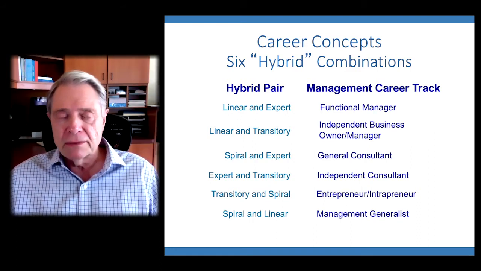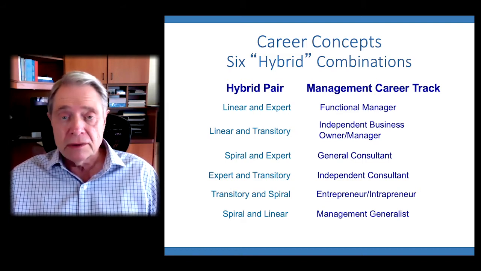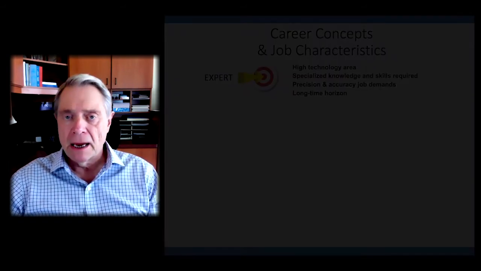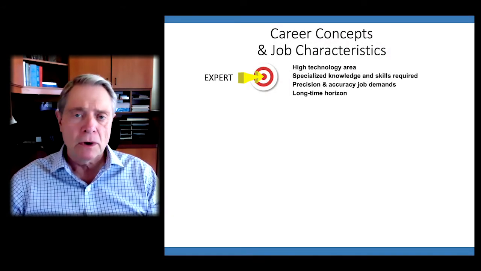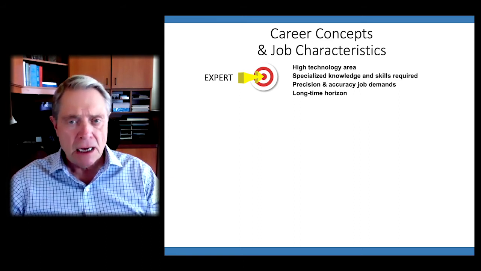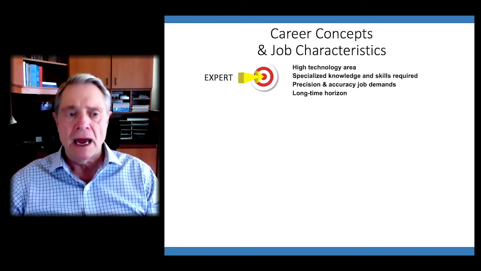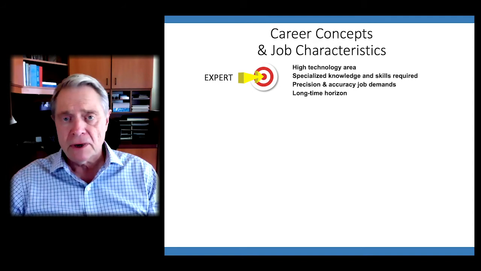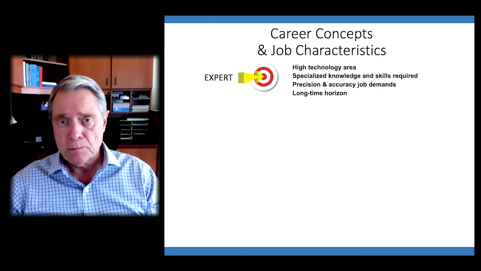So you can see, we've just talked about a number of very different career tracks dependent on what the themes are in a person's CareerView career concept profile. You can also map career concepts to job characteristics. For example, expert. The expert concept is a great fit with jobs in high technology areas where there's a lot of specialized skill and knowledge required, and the performance criteria emphasize precision and accuracy. The time horizon for task accomplishment is relatively long-term, not hour by hour and day by day.